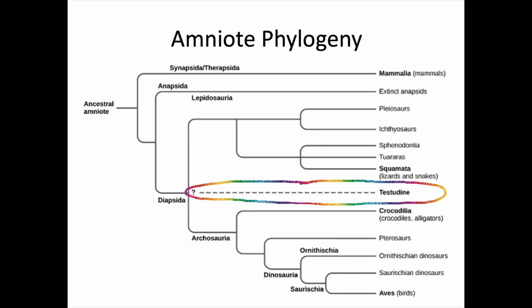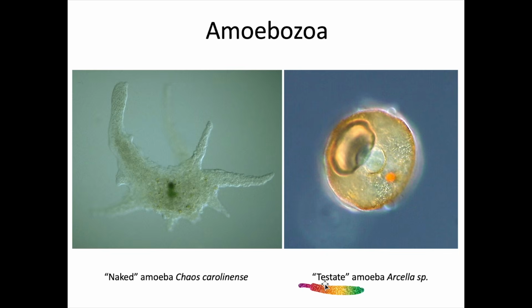Okay. There's one more group of reptiles to talk about, testudines. Now, again, it's always nice when the name describes what they are. You may recall the word test from way earlier in the quarter. The word test was used to describe a shell that surrounded certain amoebozoa and other groups of protists.